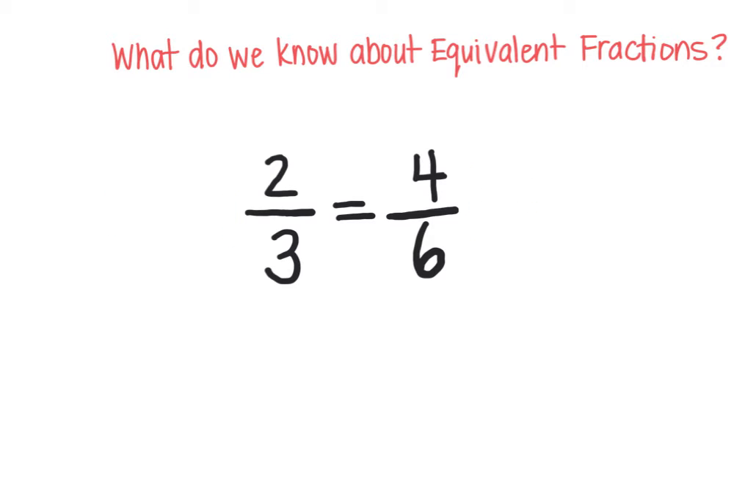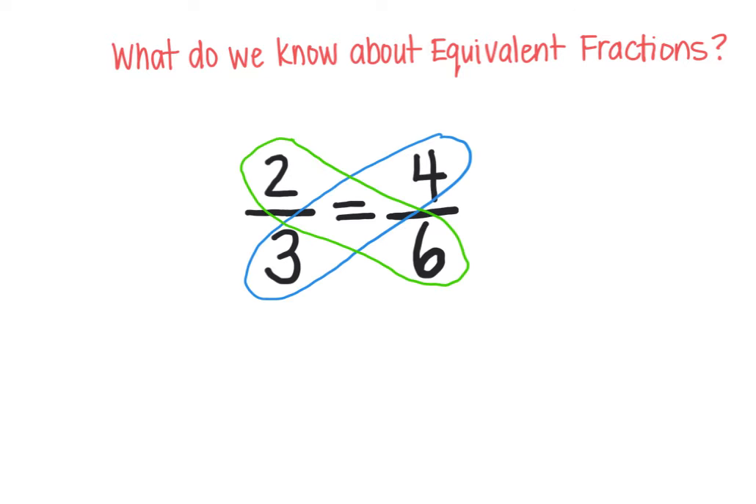There's a third connection between equivalent fractions that is not always as commonly known. If we look across the diagonals of the equivalent fractions, the 2 and the 6, if we were to multiply those together, we'd get 12. If we do the same to the other diagonal, the 3 and the 4, we'll also get 12. This is a consistent characteristic of equivalent fractions.